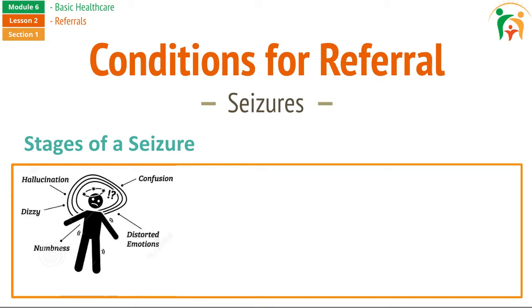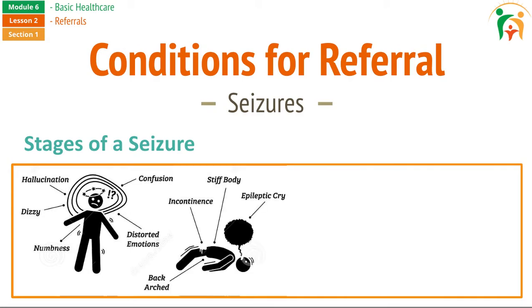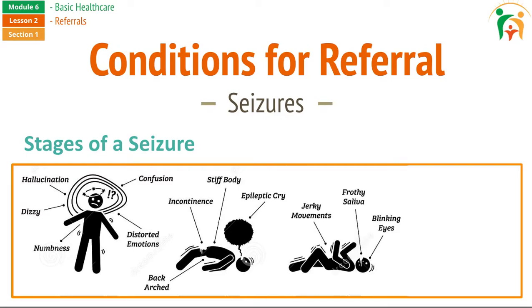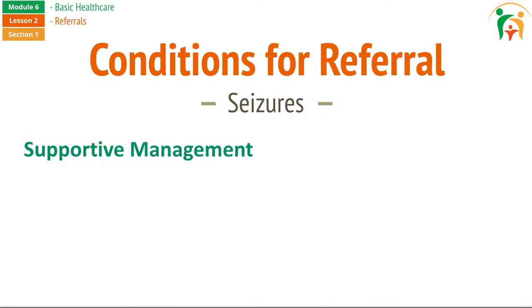Stages of seizures are: we have confusion, distorted emotions, numbness, dizziness, and hallucinations. We also have stiff body, epileptic cry, incontinence, and back arch. We also have jerky movements, frothy saliva, blinking eyes. We also have weak limbs, exhaustion, and sleepiness.